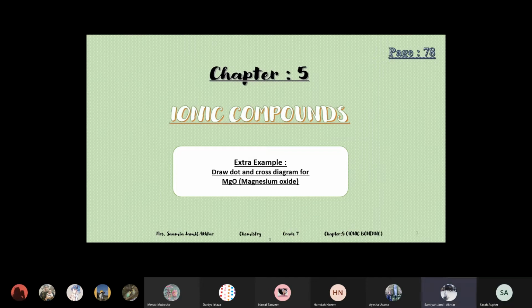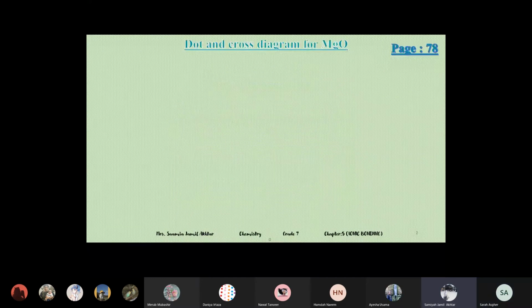So page 78, we did some more ionic compounds, more examples, and this is the extra example that I gave you. Draw dot and cross diagram for magnesium oxide. I'll discuss it with you now. The question will come like this: draw dot and cross diagram for magnesium oxide. So how will you draw it?